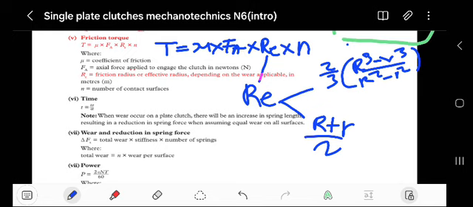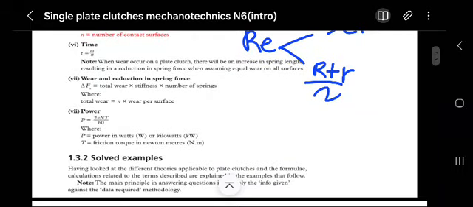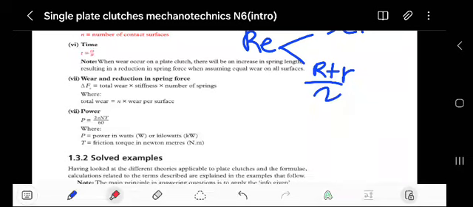So this is how we'll calculate our axial force. The axial force also will differ, depending on whether you are dealing with an old or new clutch. Now to calculate this n, n is the number of contact surfaces. I've shown you there. All right. To calculate time, the time will equal angular velocity over angular acceleration.